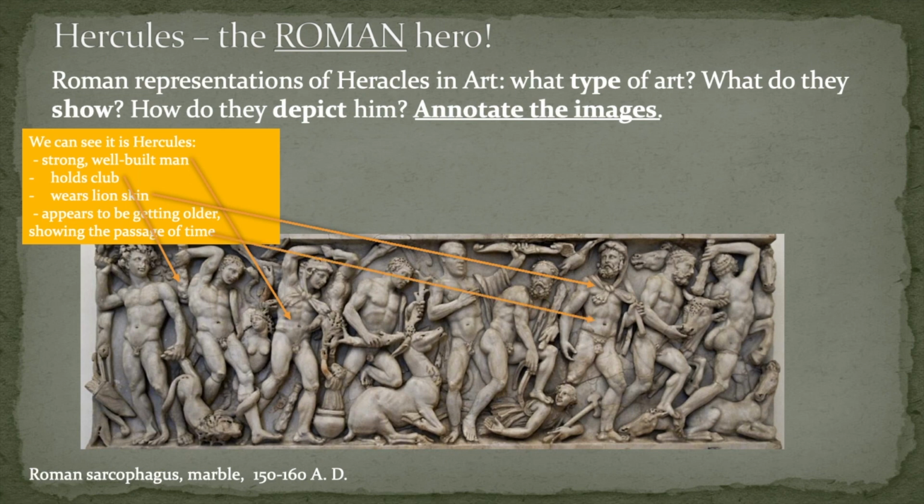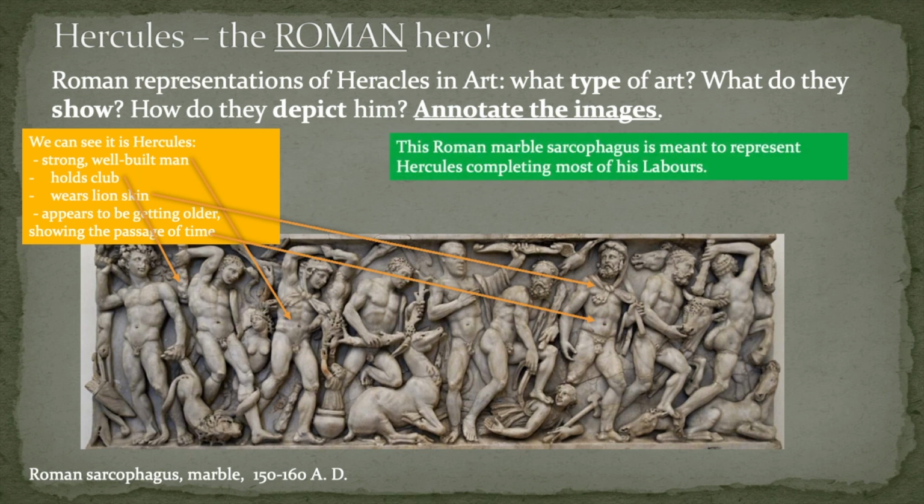And he actually appears to be getting older, showing the passage of time, which is just how he is shown on the metopes, on the Temple of Zeus at Olympia that we looked at in the Heracles version. This Roman marble sarcophagus is meant to represent Hercules completing most of his labours. So again, if you look closely, you can see the Nemean lion, who looks ditchy, frankly. We've also got the Hydra, it seems here, possibly actually as a woman, with this big snaky hair.